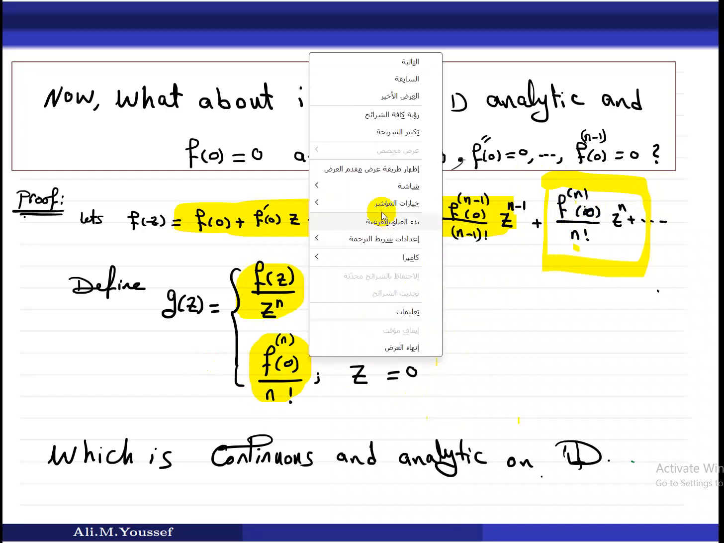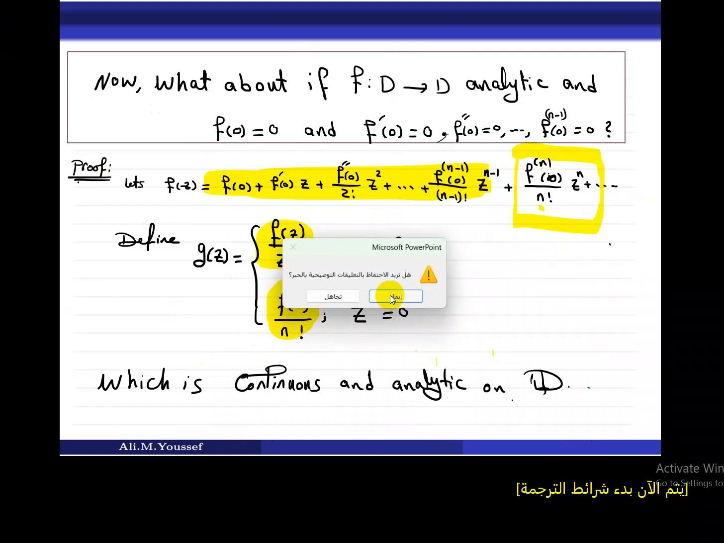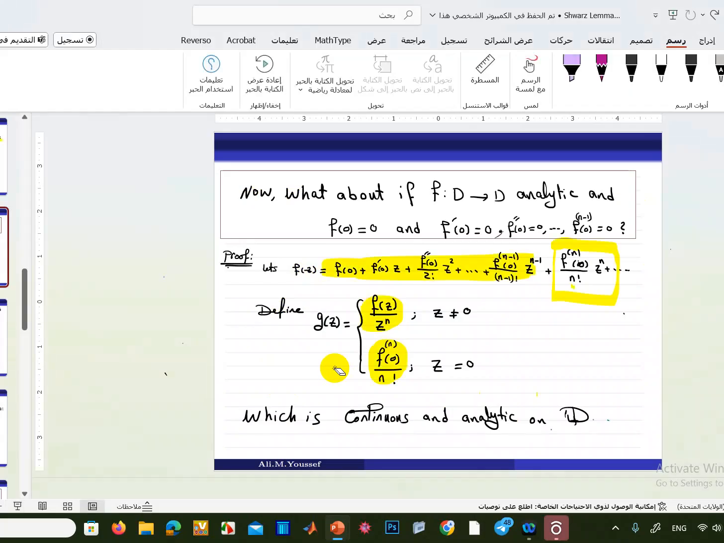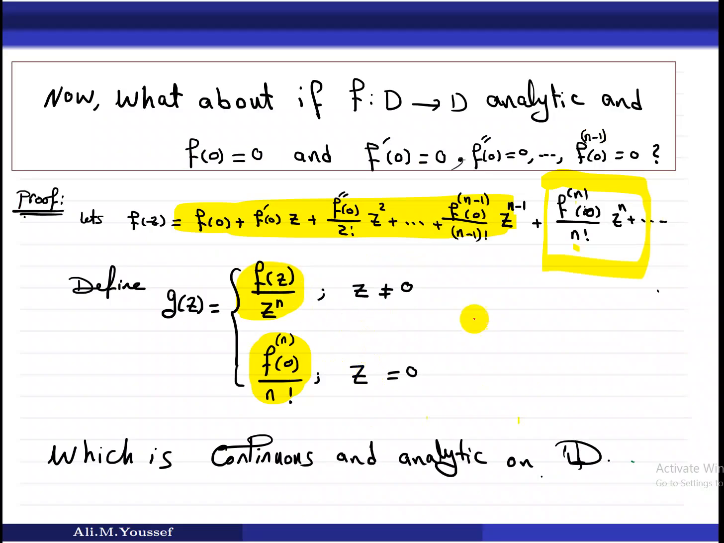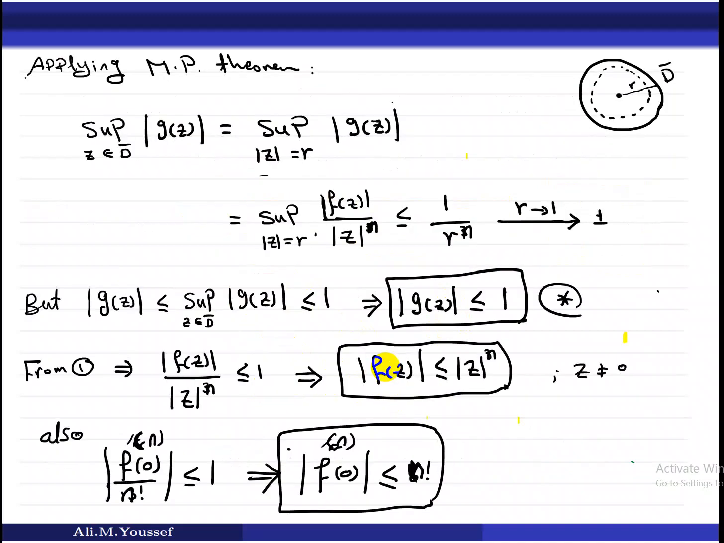So our conclusion here: the modulus of f(z) is less than or equal to |z|^n, and the modulus of f^(n)(0) is less than or equal to n factorial. And done. Let's see. So here, the supremum of f(z) over z to the power n is less than 1 over r^n, take r to 1. So we can prove this one and this one.